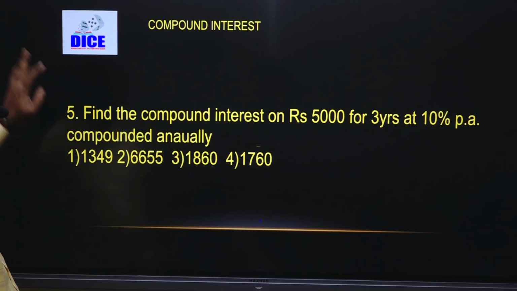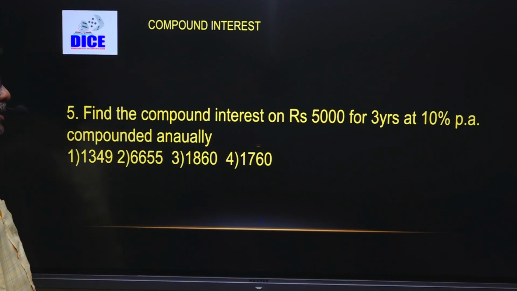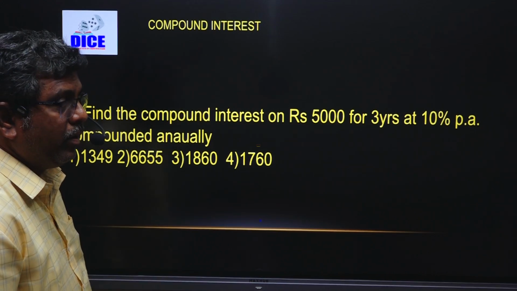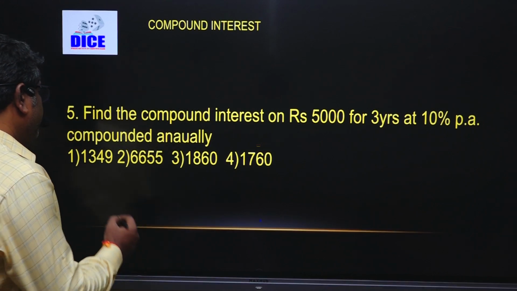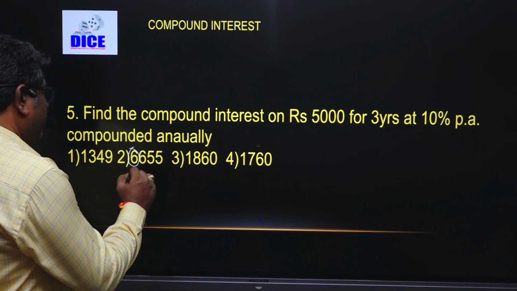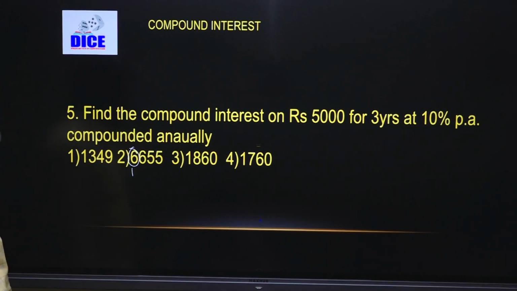Next question. Same model. Find the compound interest on rupees 5,000 for 3 years at 10% per annum compounded annually. What is the answer? 1655. Okay, right.